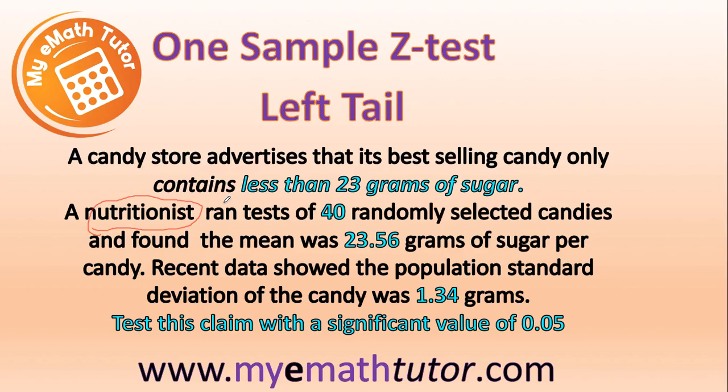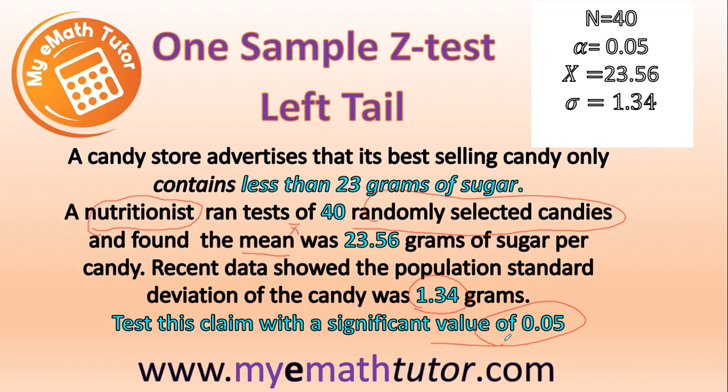So this nutritionist decides to take a test. He runs tests on 40, and you will always see this, randomly selected candies. And he found that the mean, which we call the X bar, was 23.56 grams of sugar per candy. Recent data show that the population standard deviation of the candy was only 1.34 grams of sugar. We're going to test this claim using the significance value of 0.05. You will see that all of this is very important to put into the calculator. The calculator can give you the answer, but you need to understand what to put into the calculator. It will take literally 1 second.